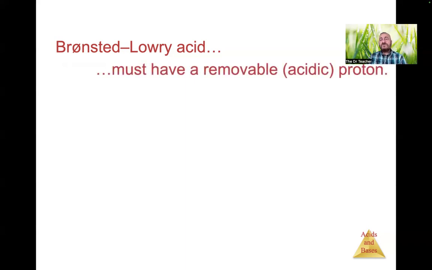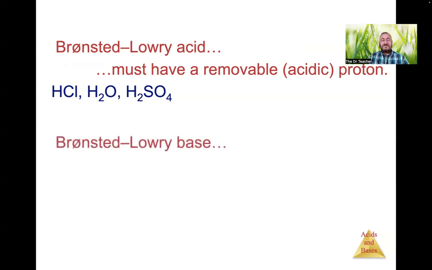So Brønsted-Lowry acids must have a removable acidic proton. For example, HCl, H2O, H2SO4. So these Brønsted-Lowry acids must have a proton to donate. HCl has one proton. H2O has one proton inside it and hydroxide. H2SO4 has one proton and HSO4 minus. So be careful.